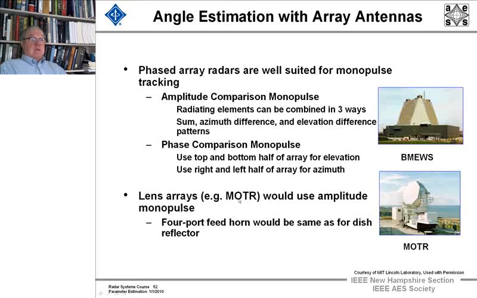With lens antennas like the multiple object tracking radar, the MPQ-39, you would use amplitude monopulse because this is essentially a horn, which I showed you earlier, which directs energy out to a set of phase shifters along this face. I think there are about 4,000 or 5,000, I think 4,192, but don't count on me on that. And those different phase shifts move the beams to different locations. But at the horn, there is a 4-port feed horn, which would be the same as for a dish reflector.